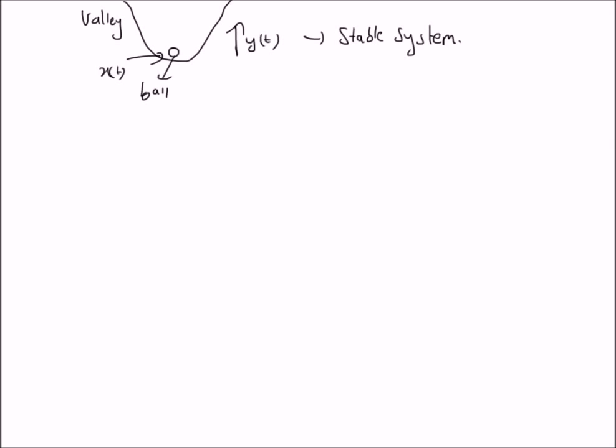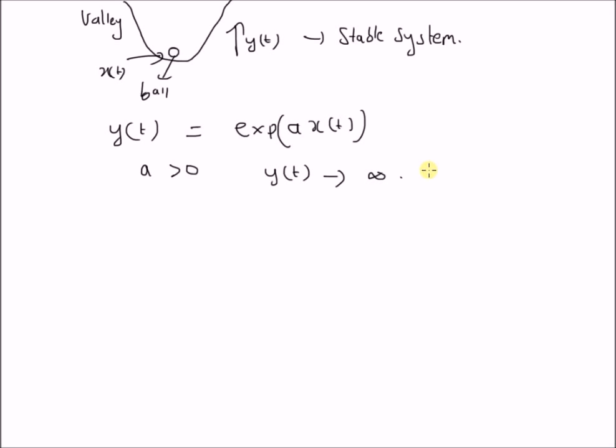Let us look at some more examples on stable and unstable systems. Consider the following input-output relation where y of t is equal to exponential of a times the input x of t. For the case where a is greater than 0, that is, this is a positive exponential, then the system output y of t can become very large for small changes in value of x of t. That means y of t can get close to infinity for small changes in value of x of t.